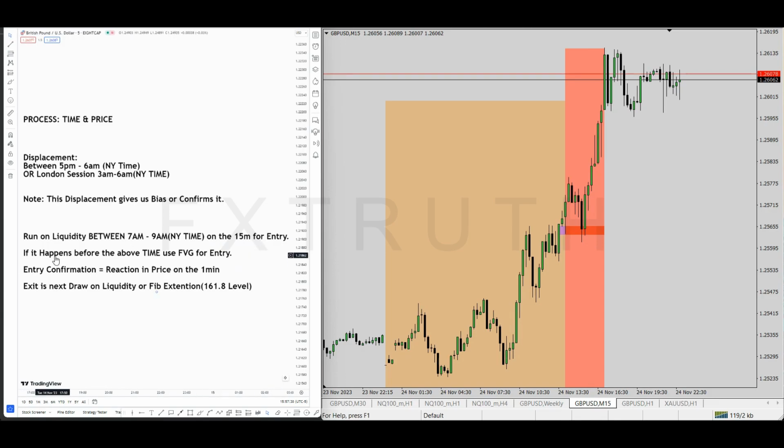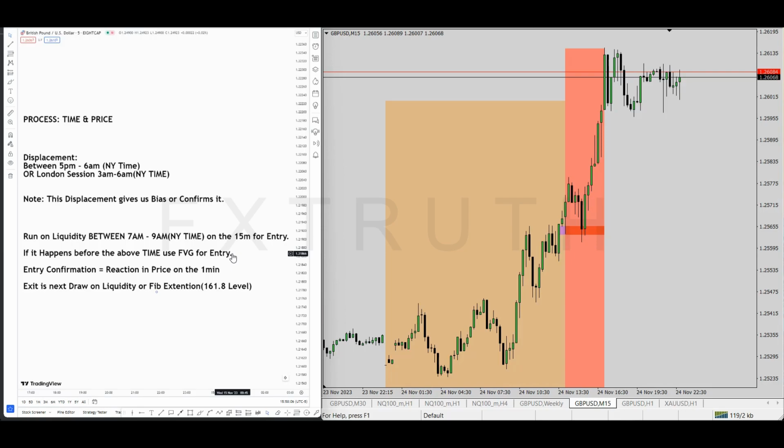So if it happens before the 7 a.m. to 9 a.m. New York time window, we're going to use a fair value gap for entry. So let's say before we entered into the New York session, which is 7 a.m. to 9 a.m. New York time, let's say by 6 a.m. we saw the run on liquidity happen. Then what's going to happen is that going forward into the New York session, we're not going to be looking out for that run on liquidity anymore. We're going to be looking for a fair value gap to key off our level of entry.